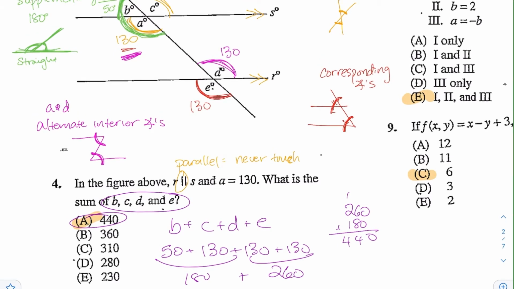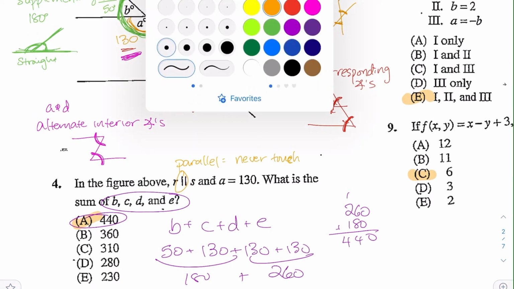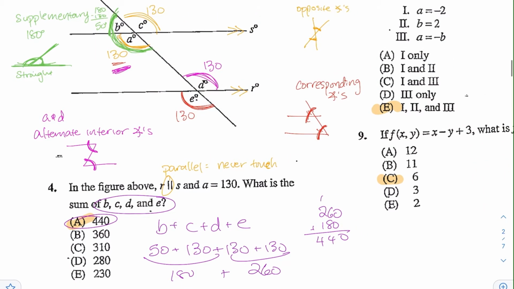So a lot of key words here because you have this classic setup with two parallel lines. You have opposite or vertical angles, corresponding angles, which form a letter F, alternate interior angles, which form a letter N, and the supplementary angles, which means it's a straight line.